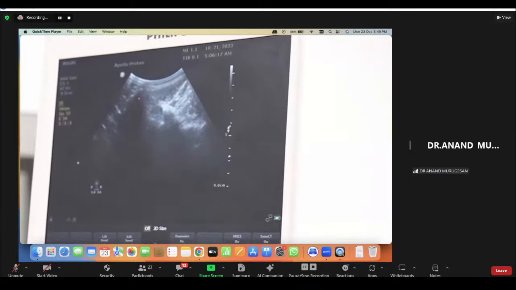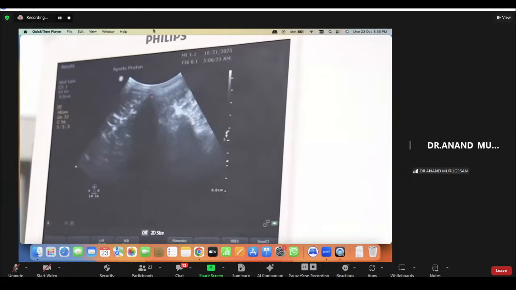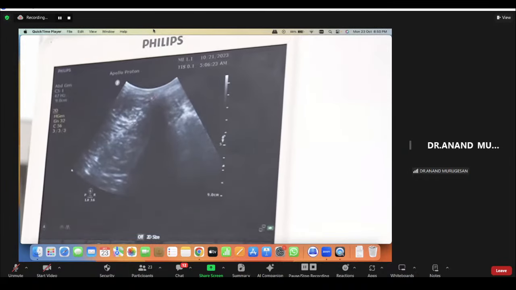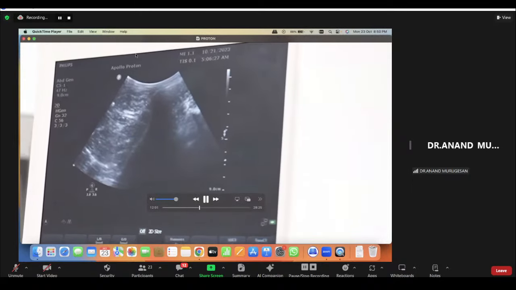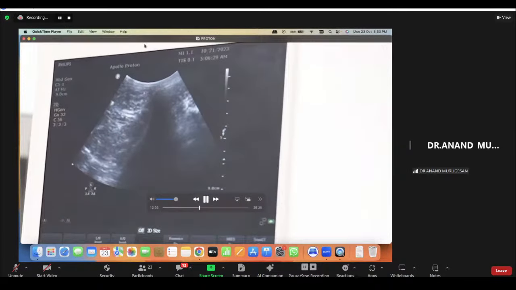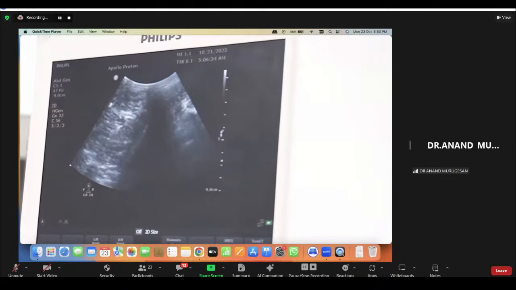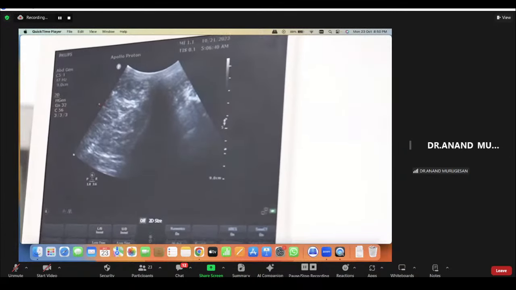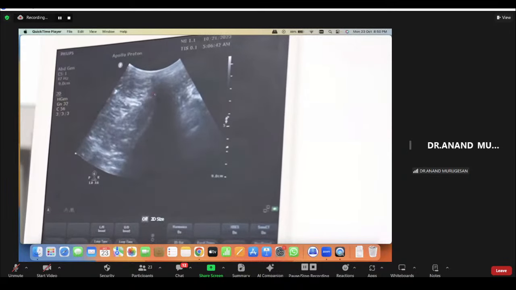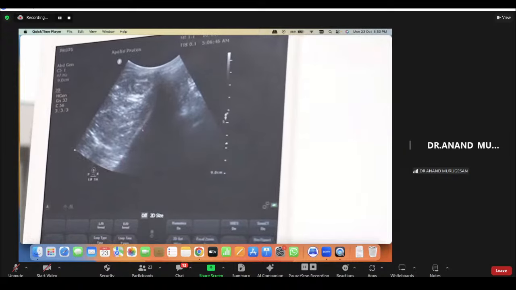Having seen the iliac bone, I would like to keep the iliac bone in the center of the screen. Now this is the iliac bone, center of the screen, and what you've seen is the waterfall sign. It is like water falling like this. So this is the gluteus muscle: gluteus maximus, gluteus medius and gluteus minimus in sequence from superficial to deep. And this is the iliac bone. You can see the nice contouring of the iliac bone.